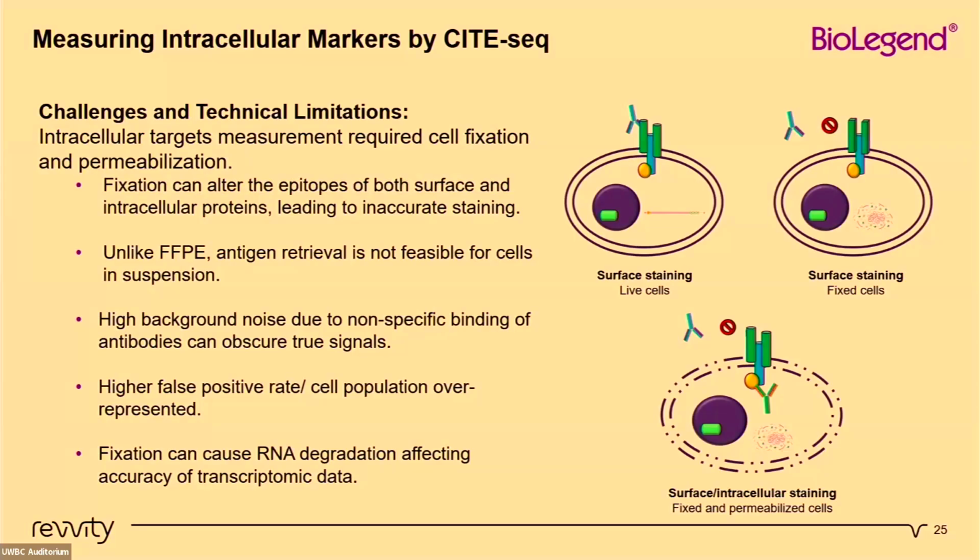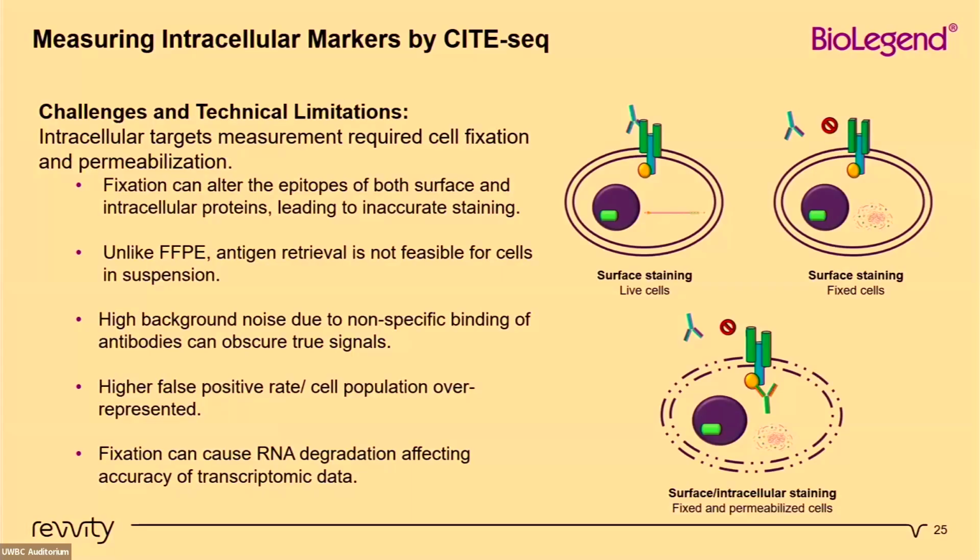Fixation can alter the epitopes of surface and intracellular proteins, which can lead to inaccurate staining. Unlike formalin-fixed paraffin-embedded tissue, you can't use antigen retrieval to reverse that fixation process. It's not feasible for cells in suspension. You could have high background due to non-specific binding of antibodies, and higher false positives when antibodies get stuck in the cells if they're not accurately washed out. And fixation can cause RNA degradation, which can affect the accuracy of transcriptomic data.